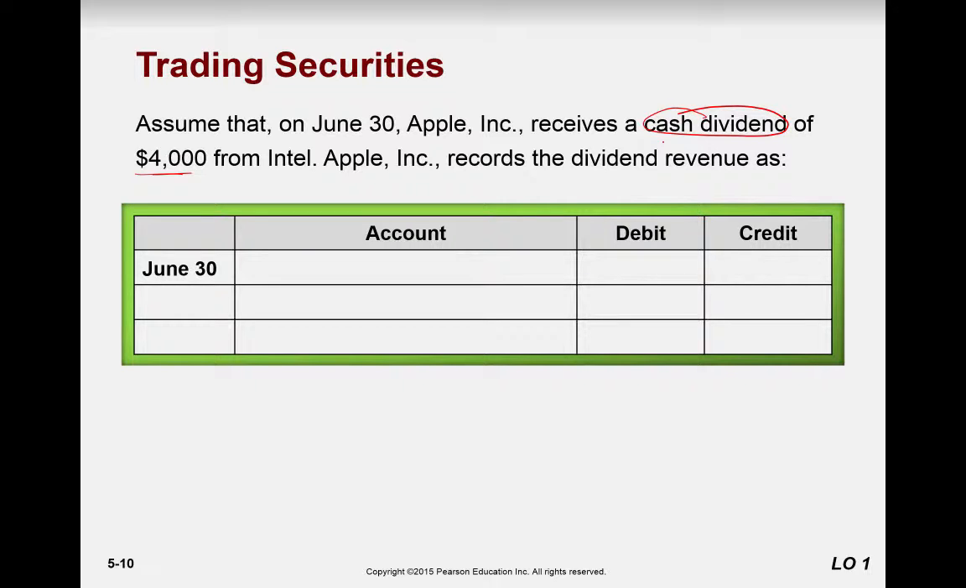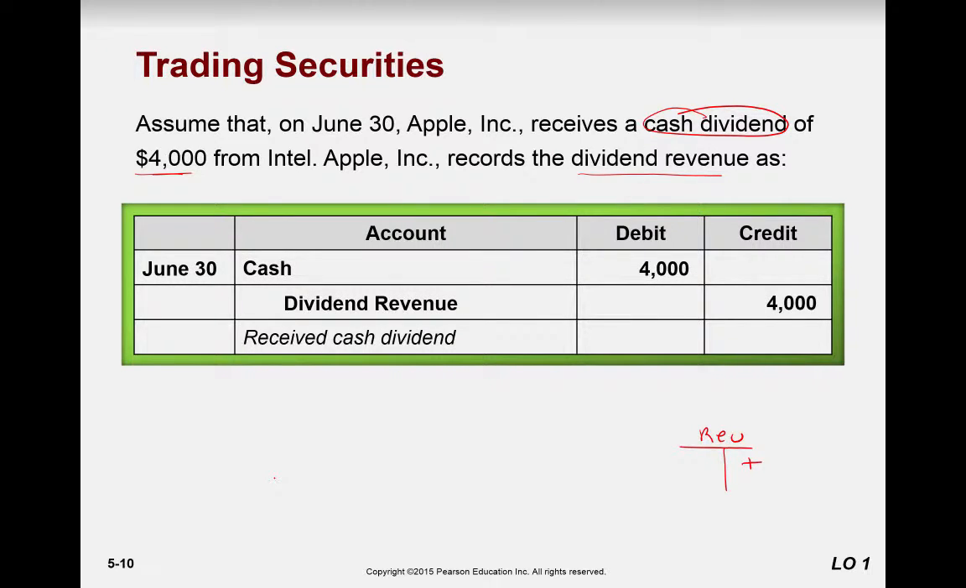So now this is dividend revenue, and we know that revenues have a credit balance, and so in this case we received money, so we have cash for $4,000 and we have dividend revenue for $4,000.